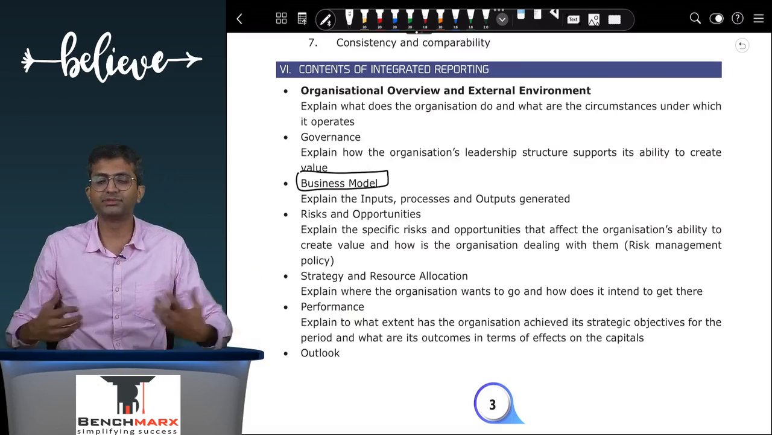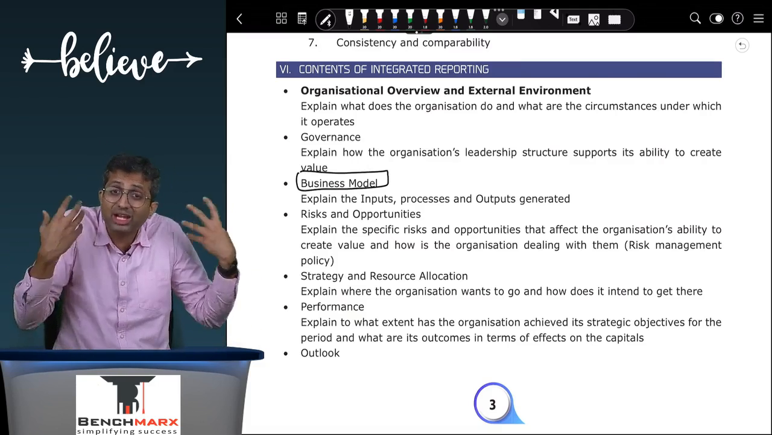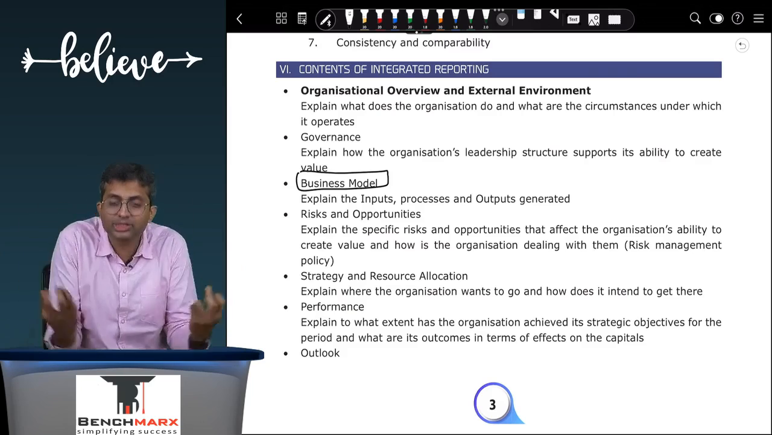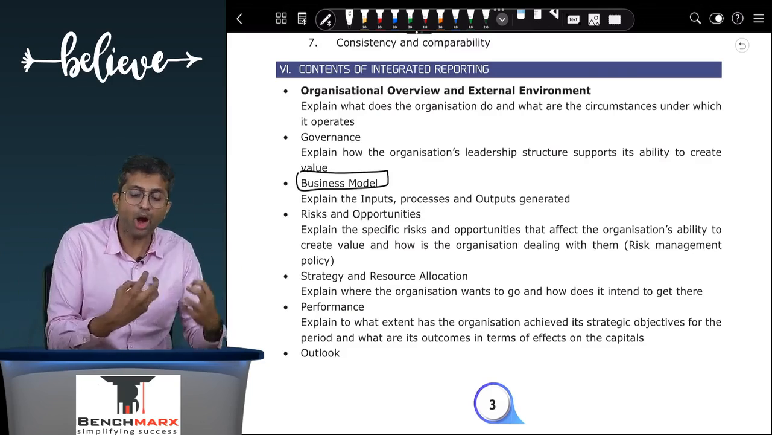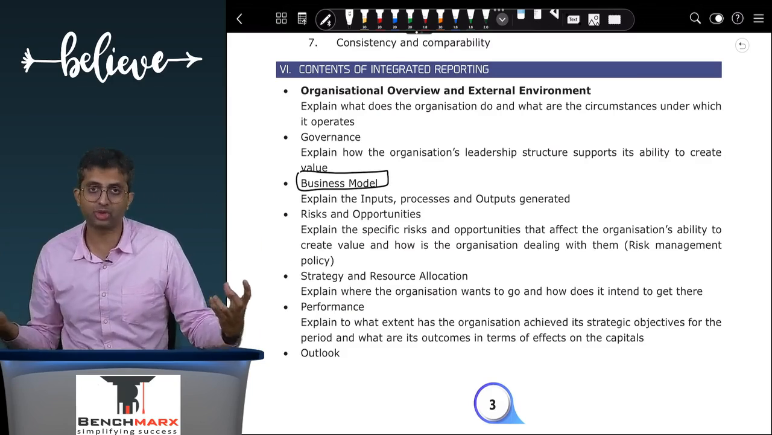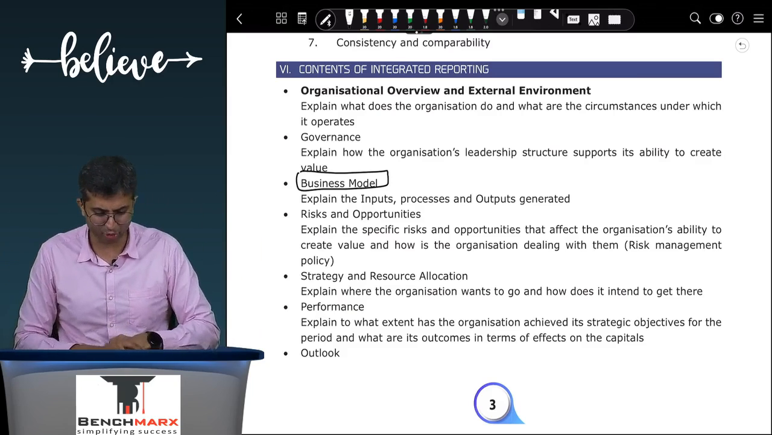You're not just dumping out and throwing a balance sheet. You're giving your entire business model: what are the processes that you are using, and how are you using the inputs to actually make outputs and make a difference? So the business model will have to be shown.